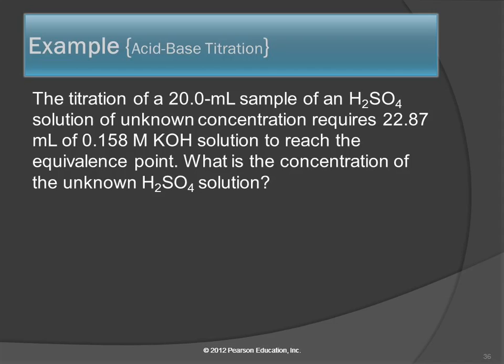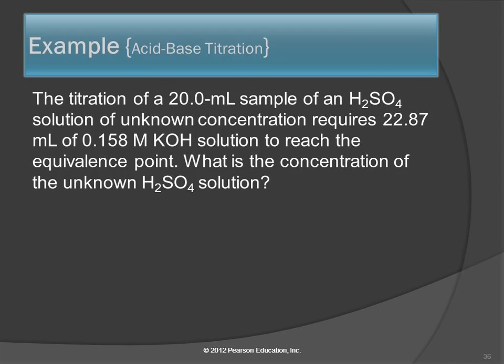So let's do an example. The titration of a 20 ml sample of a sulfuric acid solution of unknown concentration requires 22.87 milliliters of 0.158 molar KOH solution to reach the equivalence point. What is the concentration of the unknown sulfuric acid solution? That's a lot of stuff there, isn't it?